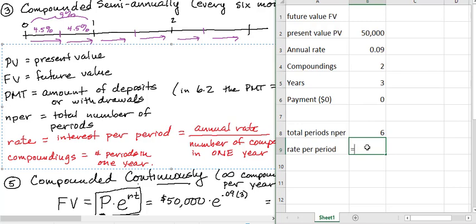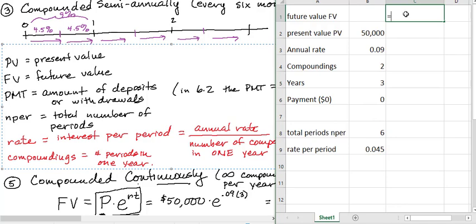Rate per period will be my annual rate, but now it needs to get divided into however many compoundings you have each year, that many equal pieces. So 0.09 divided into 2 equal pieces, there's the 4.5%.